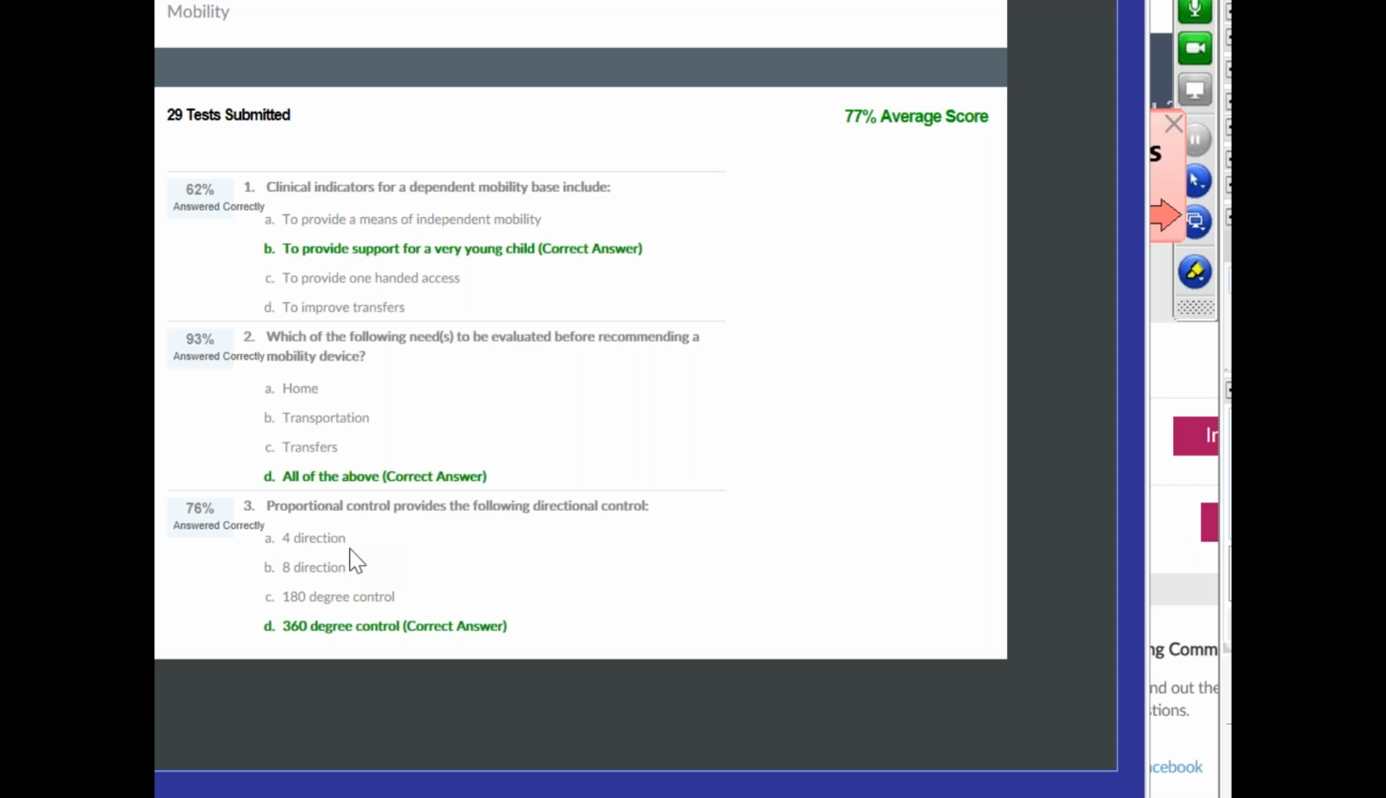And I guess I'm going to pause back. 4 direction would be non-proportionate. So 4 and 8 would be non-proportionate, and that would be the electronic one. So proportionate is 360.